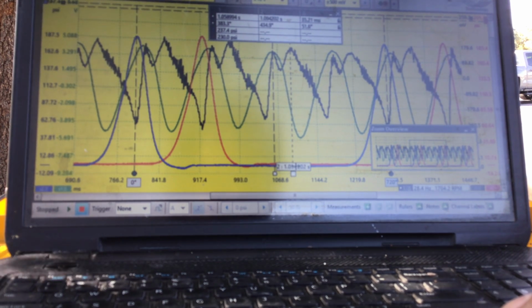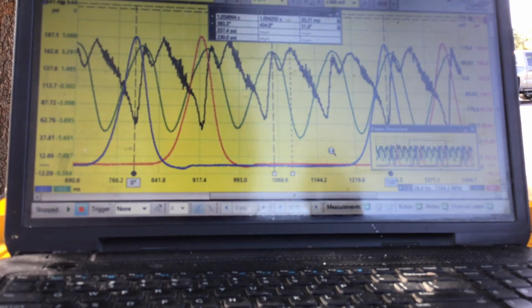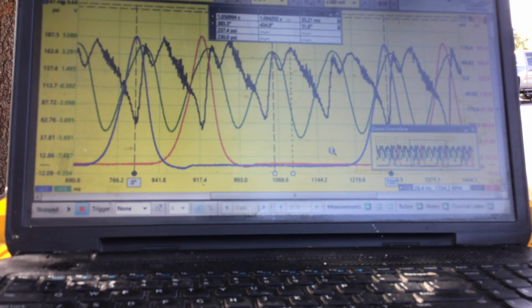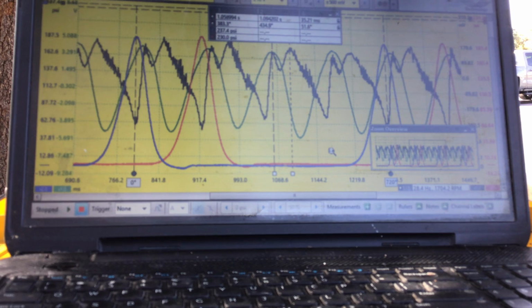So I'm going to document that, and that is about 35 milliseconds and 51 degrees. I'll write that down. Okay, 51 degrees overlap, 31 milliseconds. That's normal. Let's see if that changes as we make adjustments to this vehicle.